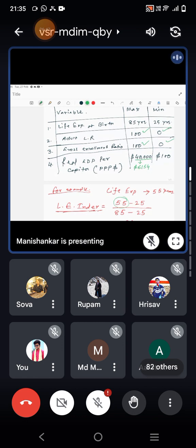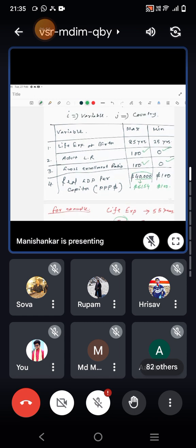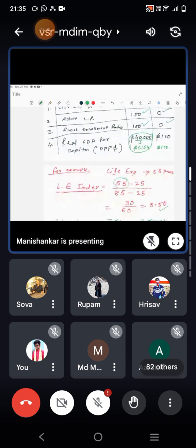This is your maximum value, and 100 is your minimum value. This is by using the Atkinson discounting rate formula. So why the Atkinson discounting rate formula?